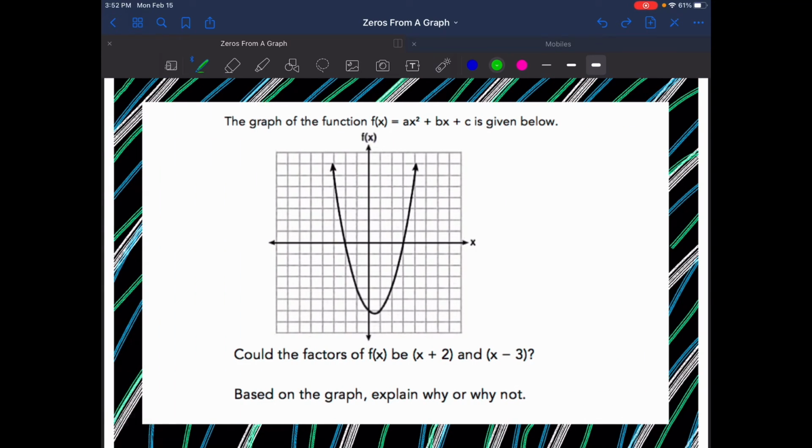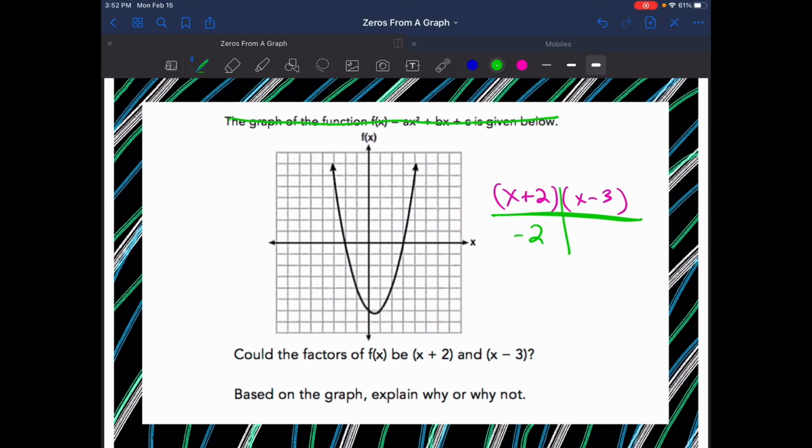Okay, here's a weird looking one. Don't worry about that. It's just there to be weird. It's asking you, could the factors of this graph here be x plus 2 and x minus 3? And they want you to explain why or why not. This is easier than you think. First of all, we need to remember what it looks like to solve for the factors without our graphing calculator. If you remember, we had our factors, and then we had our t-chart, and then we just reverse our signs. So if my factor is x plus 2, what would my actual solution be? It'd be -2.